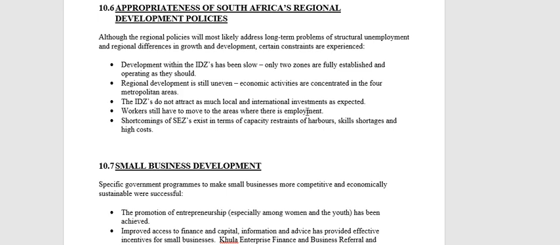Then the IDZs did not attract as much local and international investment as expected. Remember, the whole purpose with these IDZs was that the government wanted to create these estates so that local entrepreneurs and foreign entrepreneurs would be willing to establish their businesses within them. The hope was that because of the incentives they were offered, a lot of people would be willing to go and settle inside of these IDZs. They wanted a huge amount of investment, but it wasn't really as good as what they thought. It didn't attract as much investment as they hoped. Currently in our country, workers also still tend to move to the areas where there is employment.